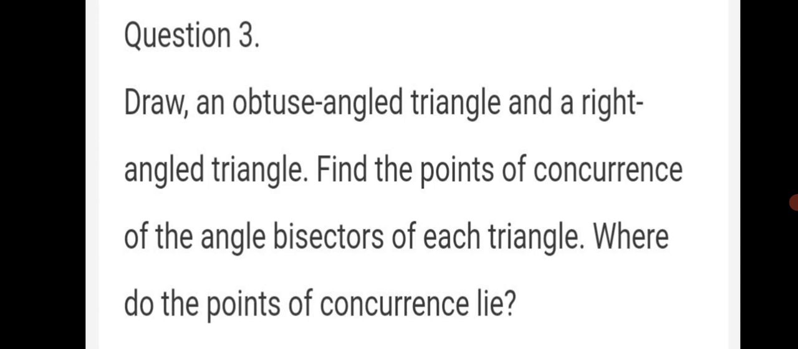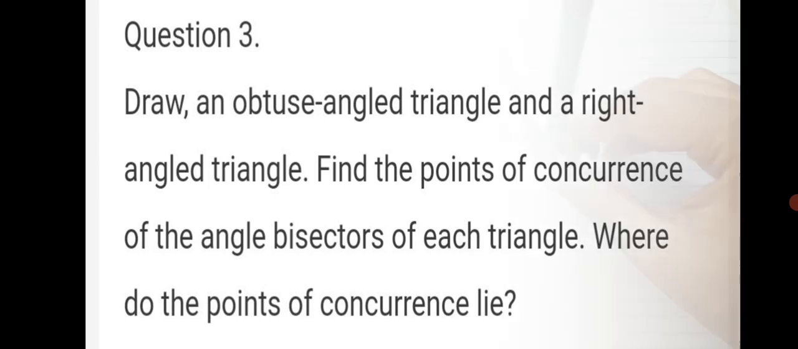Question number 3. Draw an obtuse angle triangle and a right angle triangle. Find a point of concurrence of the angle bisectors of each triangle. Where do the points of concurrence lie? So we have to draw two different triangles, one obtuse angle and one right angle triangle, and we have to draw angle bisectors and locate the point of concurrence, whether it is inside the triangle or outside.